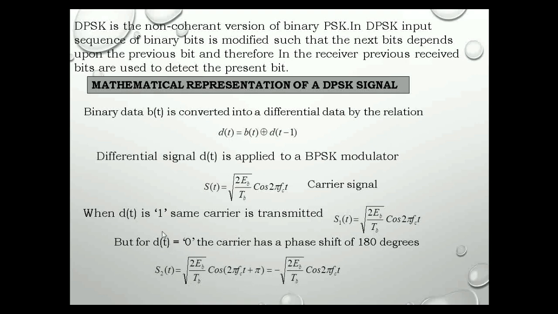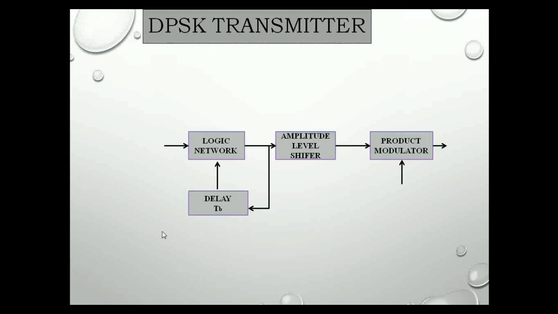So next we'll see the generation of a DPSK signal. The diagram shows the transmitter of a DPSK signal. The input binary data B of t is applied to the logic network in order to generate D of t, and this D of t is such that it is equal to B of t exclusive-OR with D of t minus 1. So D of t minus 1 is obtained by passing D of t through a delay element.